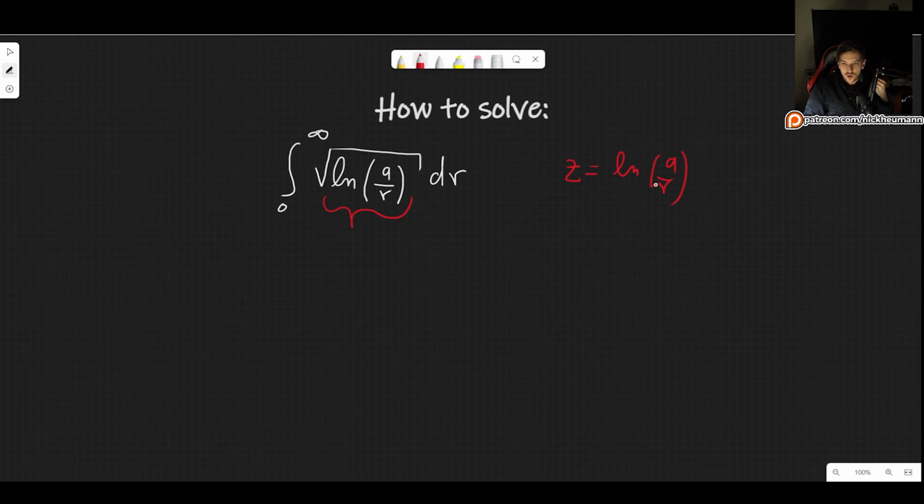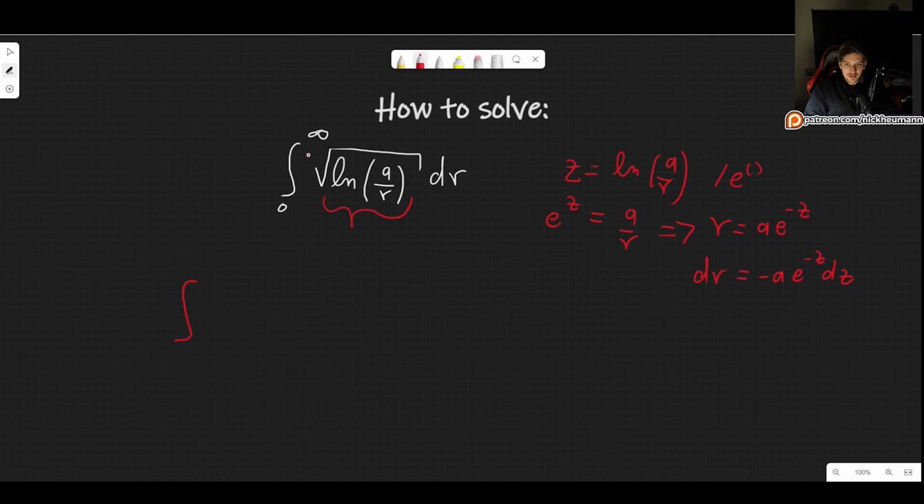So if we do this, we could solve for dr, for example. To do that, we need to exponentiate both sides here. So we get e to the z is equal to, here the natural log will cancel out with the exponent function, so we get a over r. So from here we can find r, right? We multiply by r, we divide by e to the z. So we get r is equal to a times e to the minus z. And here we can differentiate and we find dr, which will be minus a e to the minus z dz. So let's plug it in.